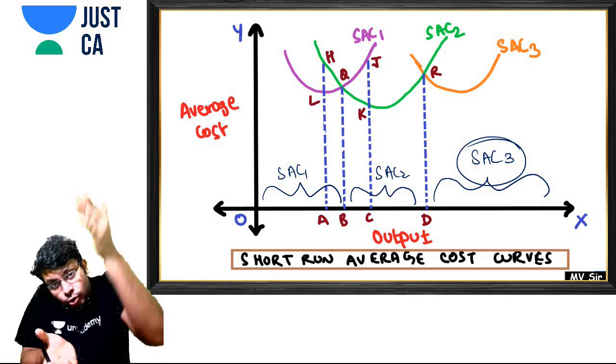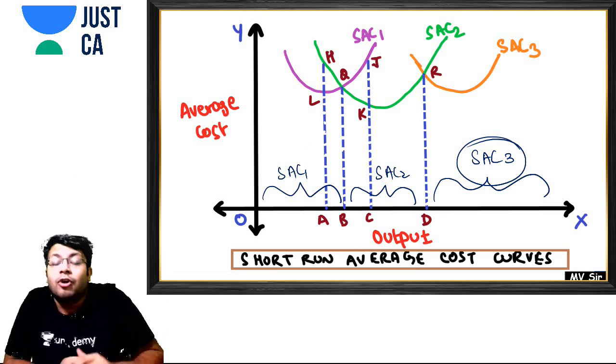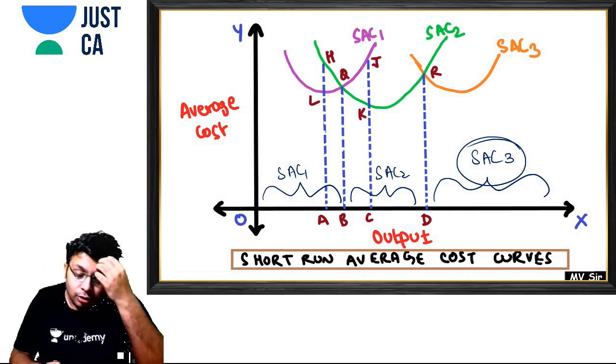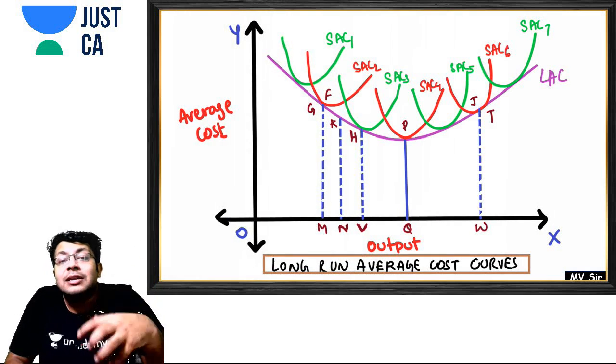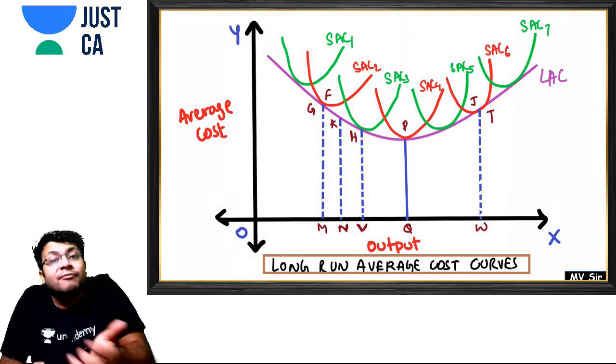And once I have chosen my plant size, then I'll start production in that plant. But what happens in real life? In real life, there can be an infinite number of plants.